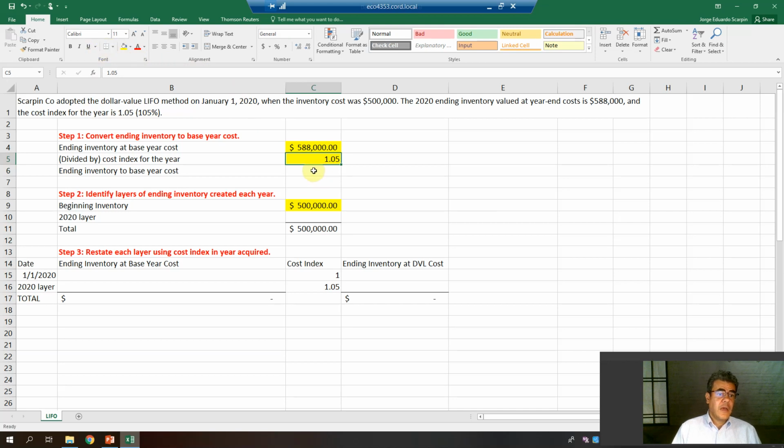So here, convert ending inventory to a base year cost. Let's bring this ending inventory to our beginning inventory number. This 1.05 is just like the 5%, what exceeds 100, like a discount rate to bring this number to present value. How do we do that? It's only one period, so ending inventory divided by cost index. So our ending inventory at base year cost is 560.